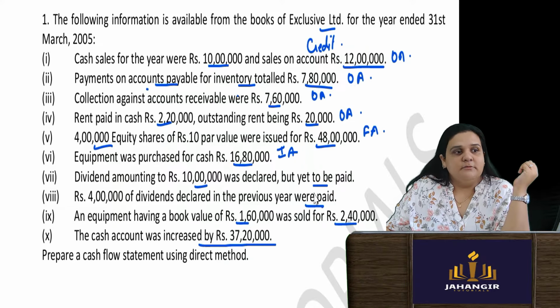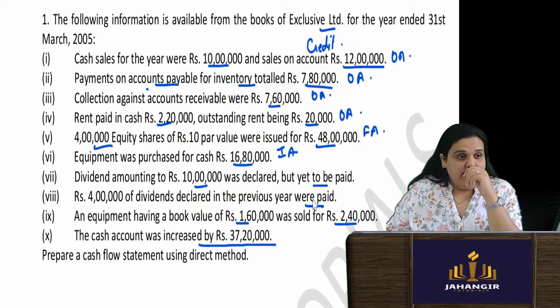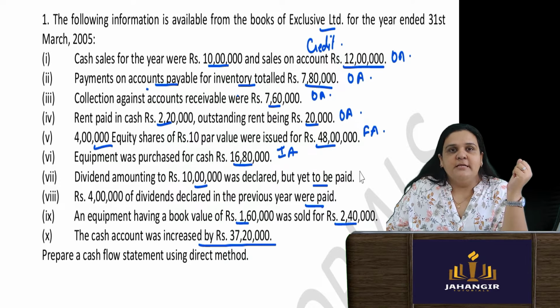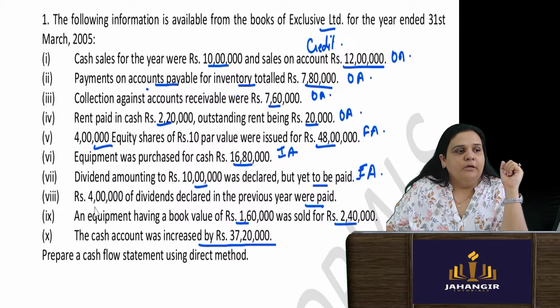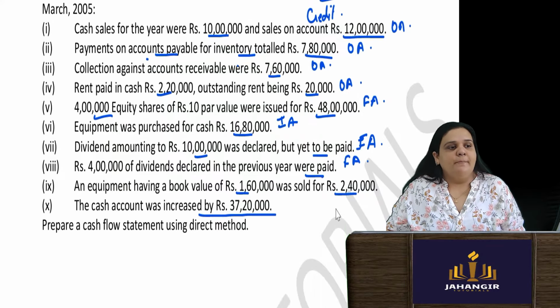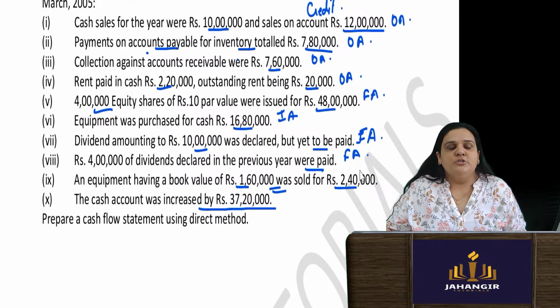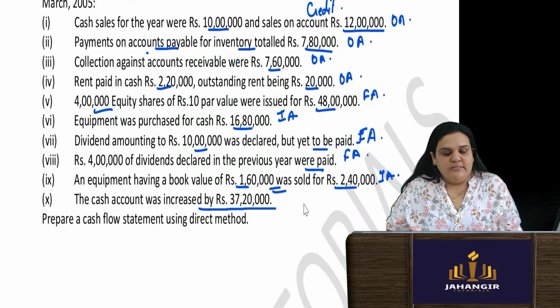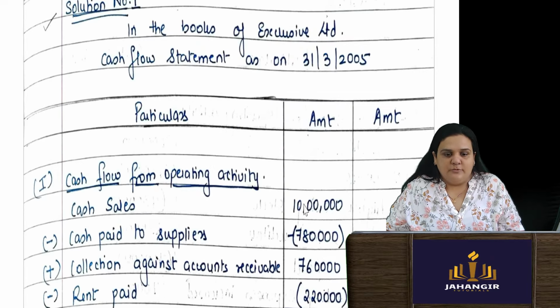Dividend was there, but we have declared it, it is not paid. But dividend related activity will obviously be, sorry, financing related activity. 4 lakhs of dividend, again financing related activity. Equipment of a book value was sold. So now this is going to be your investment related activity, asset. And then they have given that the cash was increased by 37,20,000.